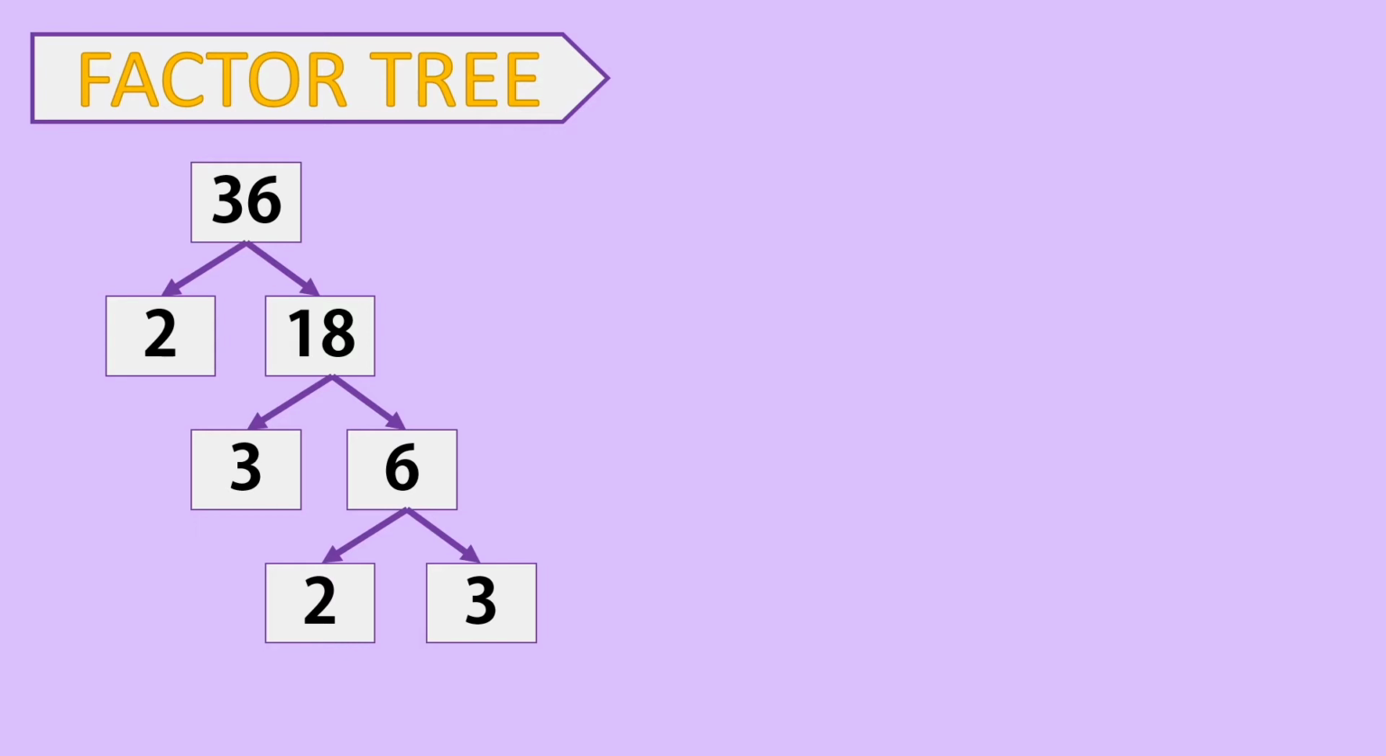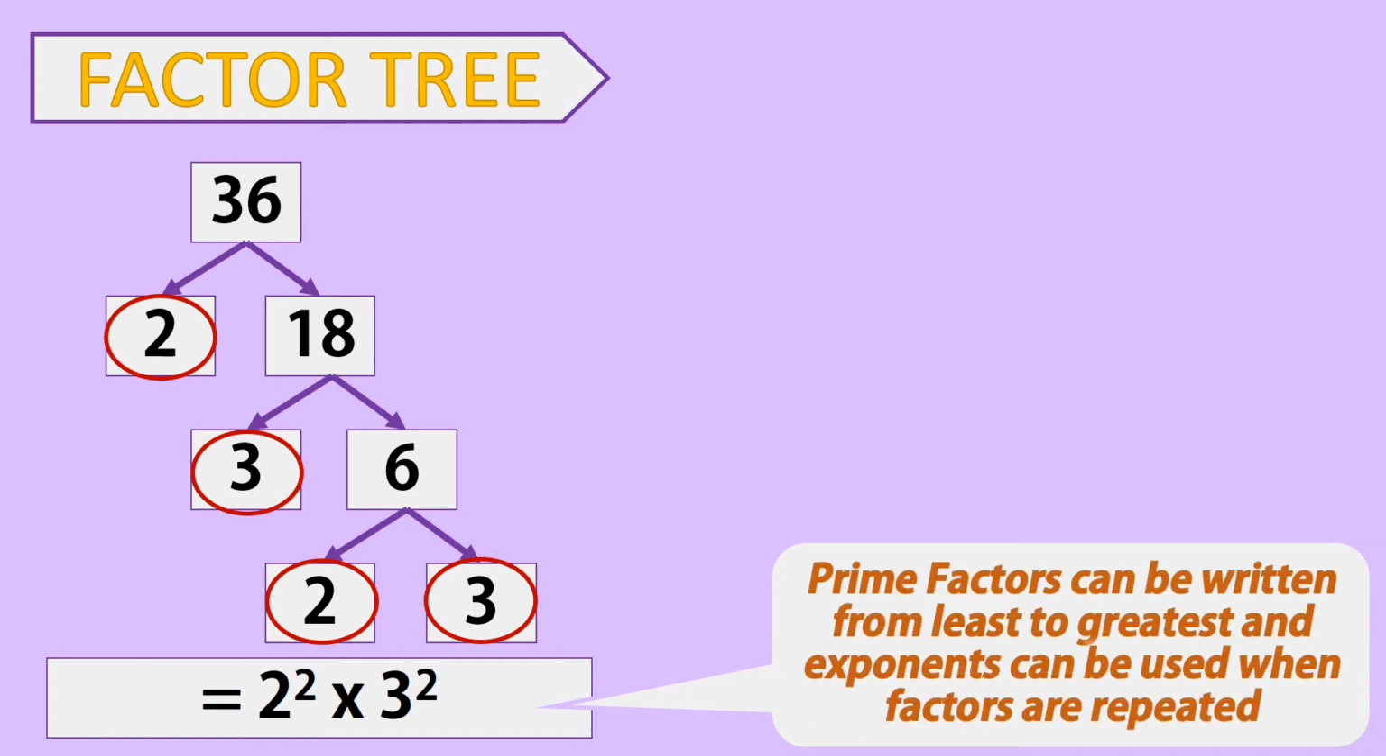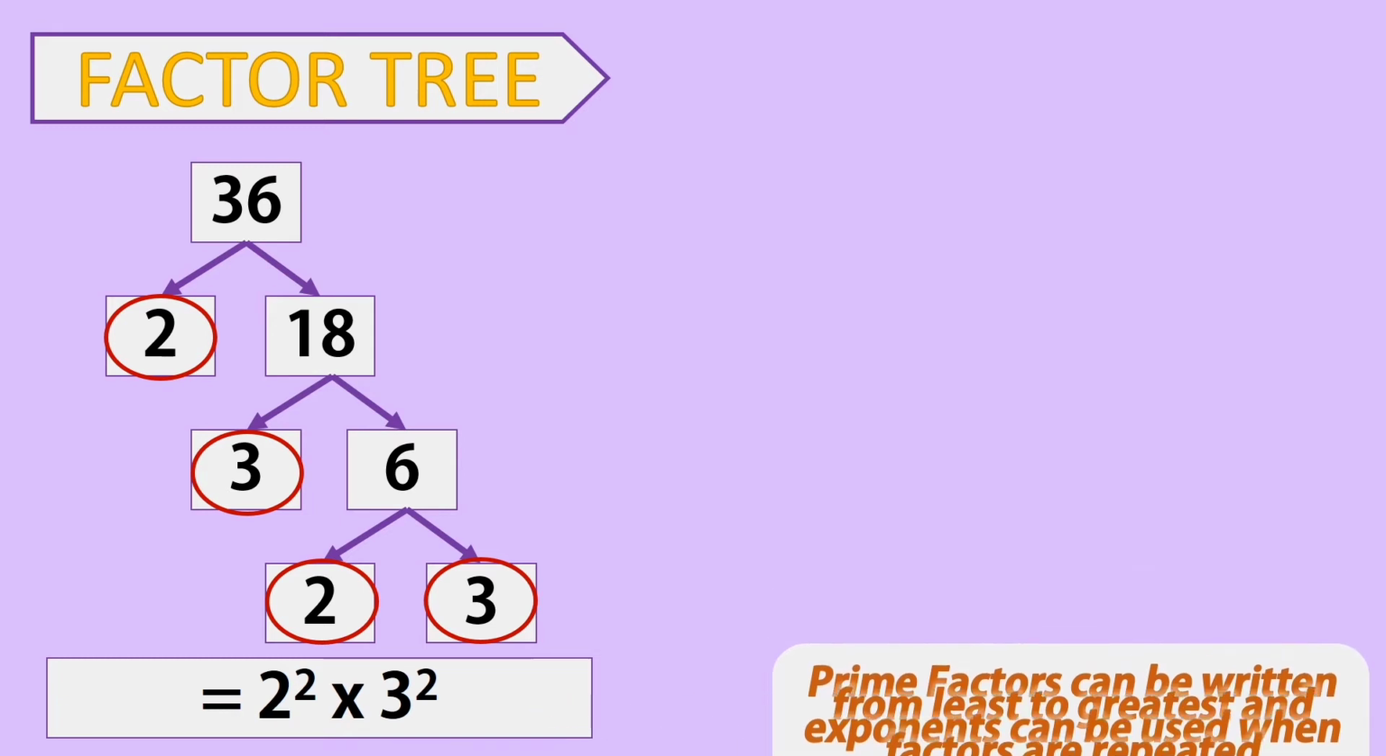So to write the prime factors of 36, let's just multiply each prime number. To simplify it, let's translate it into exponential form. Because there are two 2's and two 3's, we can write it as 2 squared times 3 squared. Prime factors can be written from least to greatest, and exponents can be used when factors are repeated.